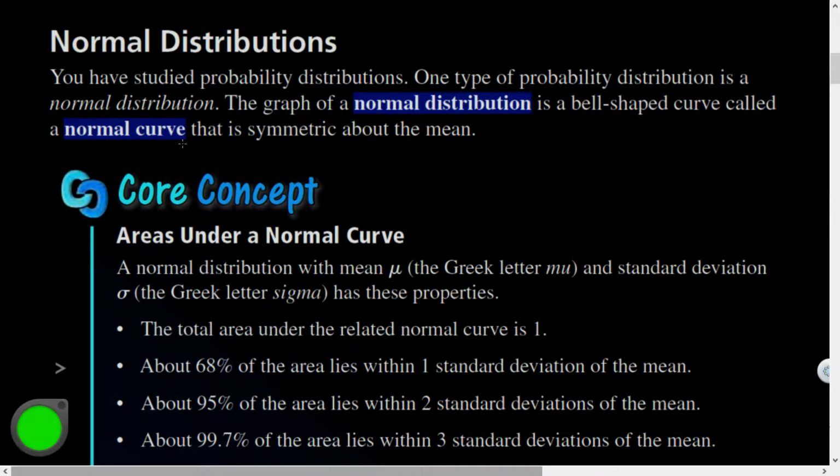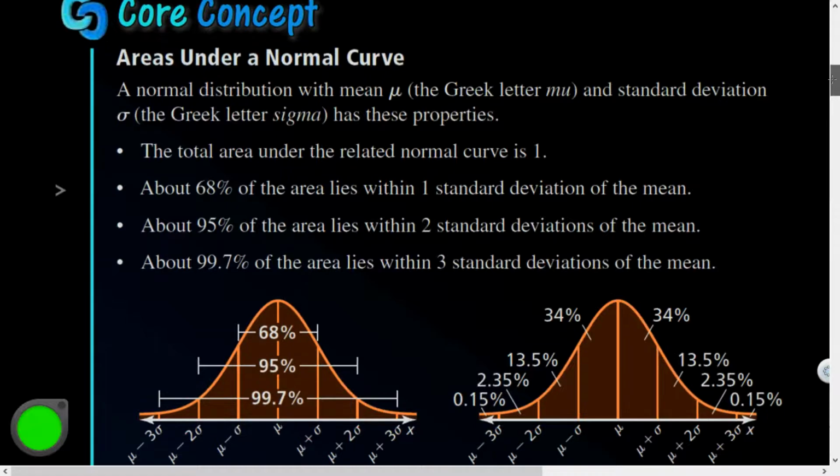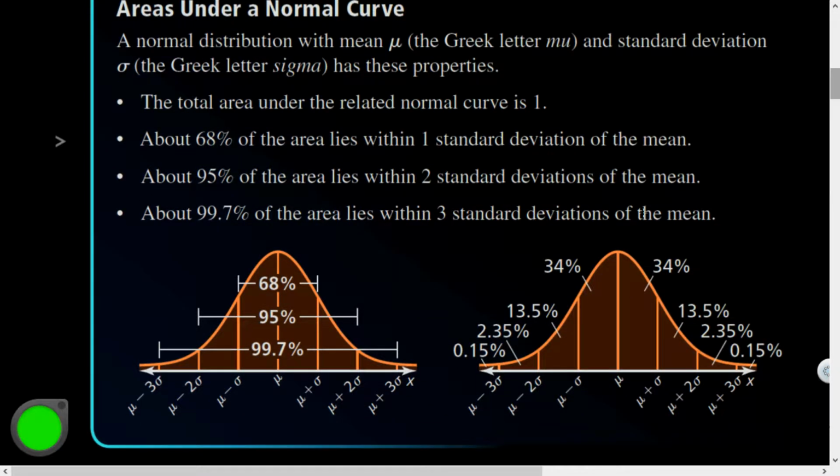We've talked in previous lessons about the idea of normal distribution, which is a bell-shaped curve, also called a normal curve, that is symmetric about the mean. And if I talk about areas under the normal curve, we can see that roughly 68% of the values land within one standard deviation above or below the mean.